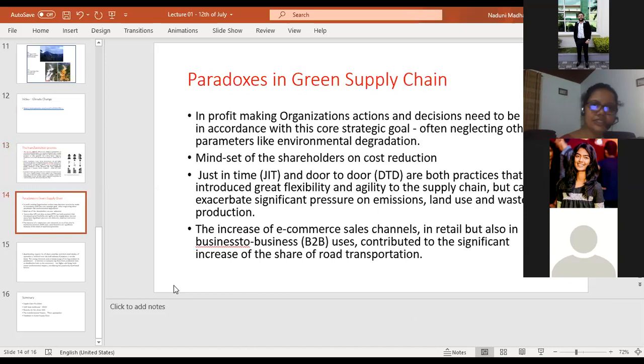This is the last section of today's lecture. So you can refresh now. This would be the last few slides. Now we are going to move into the paradoxes in green supply chain. So what do you mean by a paradox? In your research, what you are trying to address would be a paradox, something that has not been addressed yet.